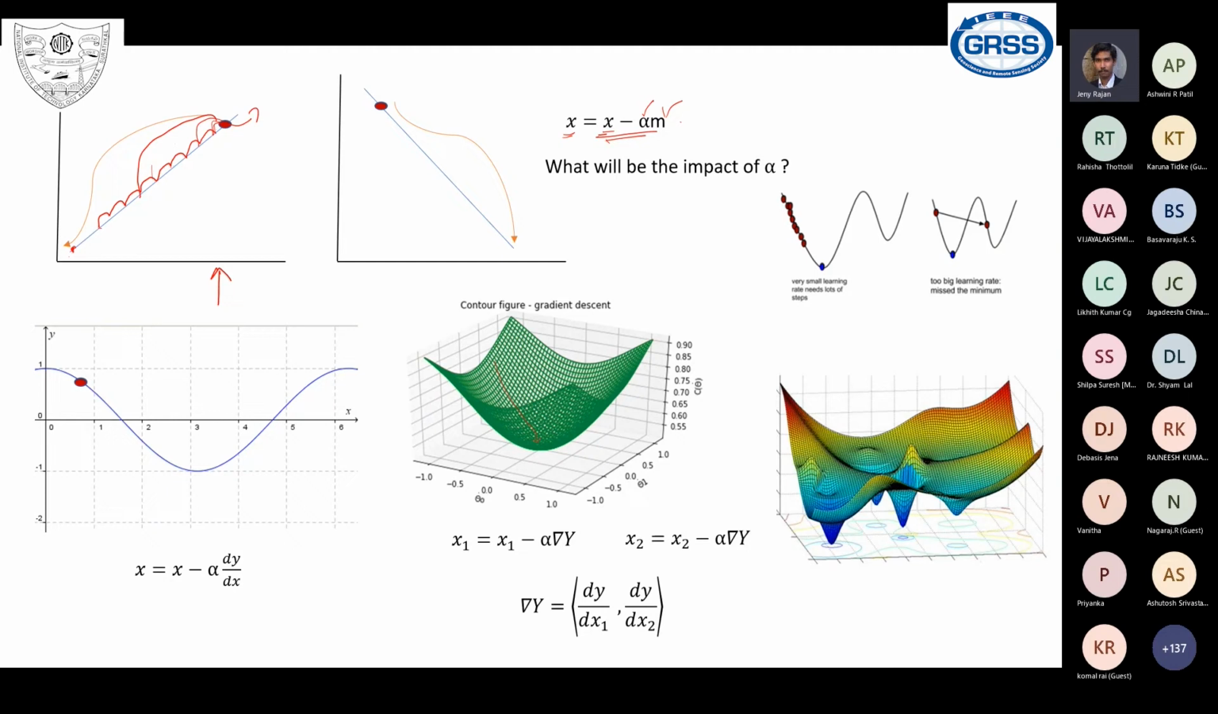Now we will take the other case. We are going to move through this line. So what is the difference between these two paths or these two lines?